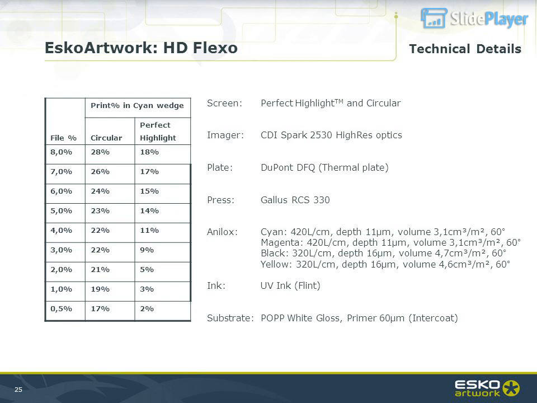Black, 320 lines/cm, depth 16 micrometers, volume 4.7 cubic centimeters per square meter, 60 degrees. Yellow, 320 lines/cm, depth 16 micrometers, volume 4.6 cubic centimeters per square meter, 60 degrees. Ink, UV ink, Flint. Substrate, PP white gloss, primer 60 micrometers, intercoat.